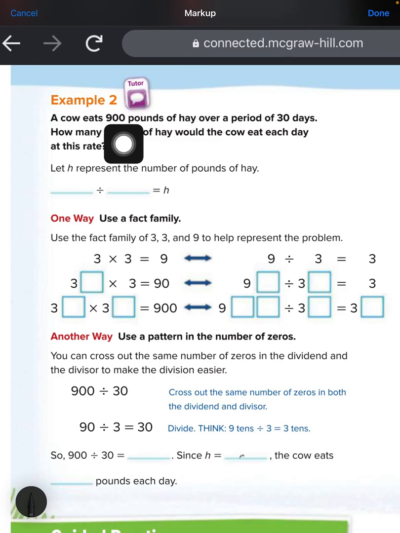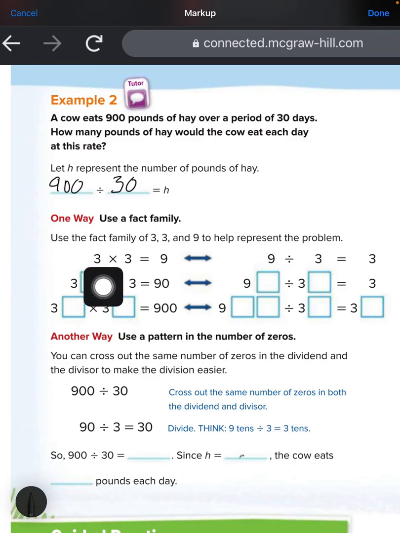Here we go. A cow eats 900 pounds of hay over a period of 30 days. How many pounds of hay would the cow eat each day at this rate? So we're going to write 900 divided by 30. We can always use a fact family. There's two ways to do this. Fact family, or this is my favorite way, using the pattern of zeros.